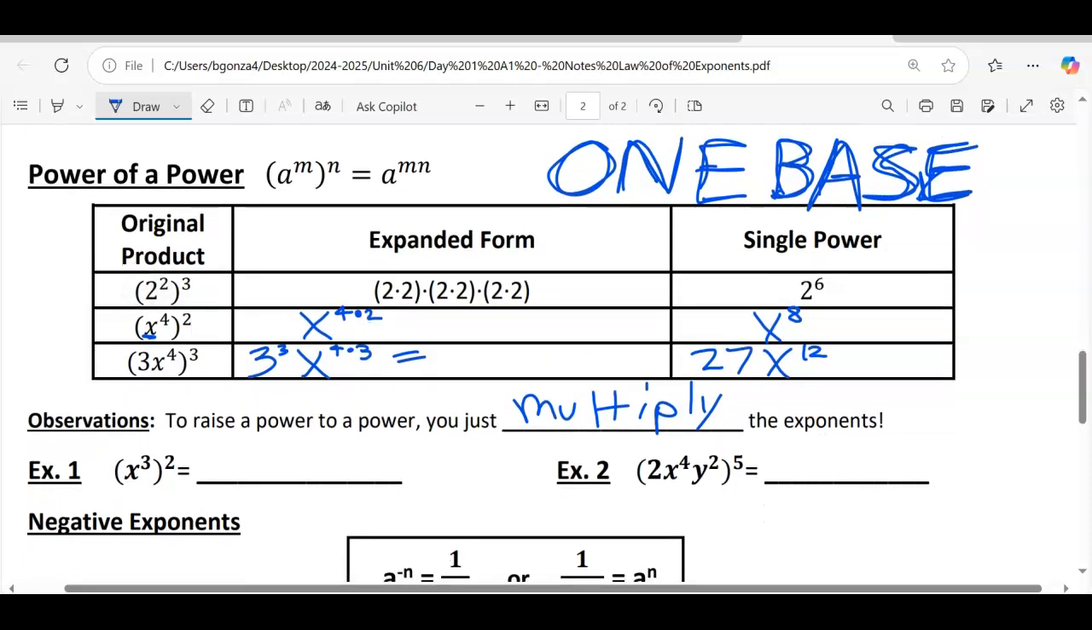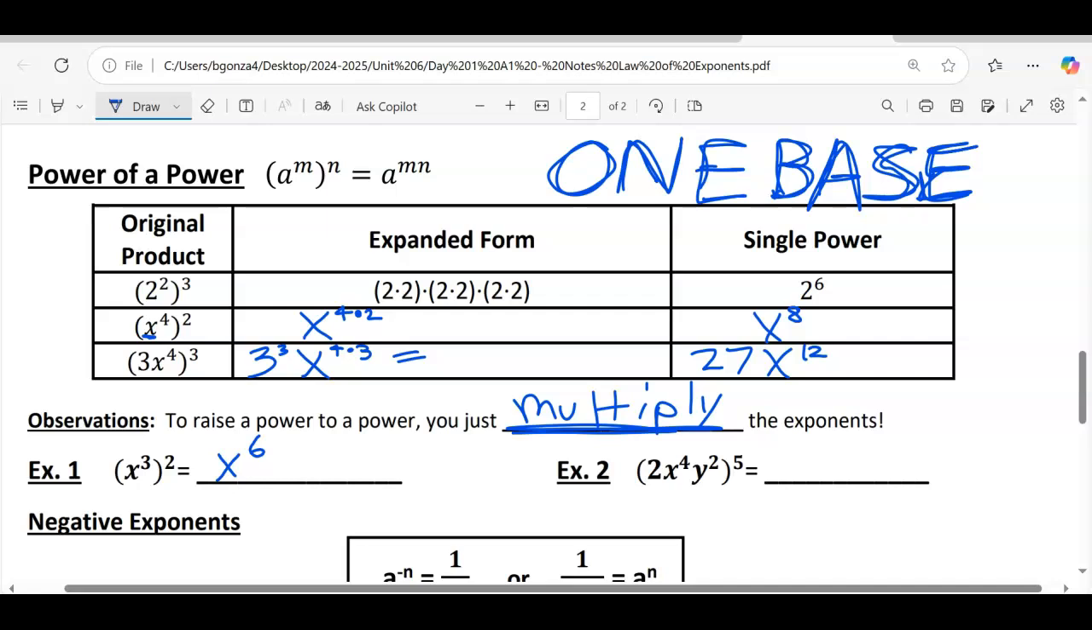Well, let's do some examples here. Example 1, one base, an exponent to another exponent, a power to a power. Like we said, one base, you multiply those exponents. So 3 times 2 is 6. The most common error would be someone writing x to the 5th. This is not the situation where you add, because this has one base.